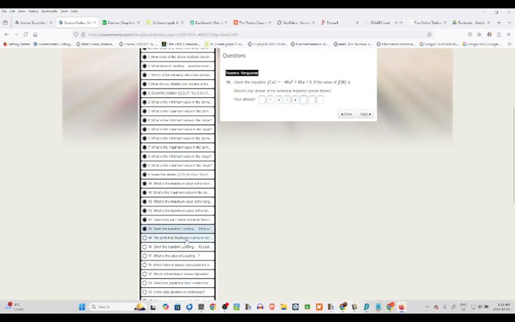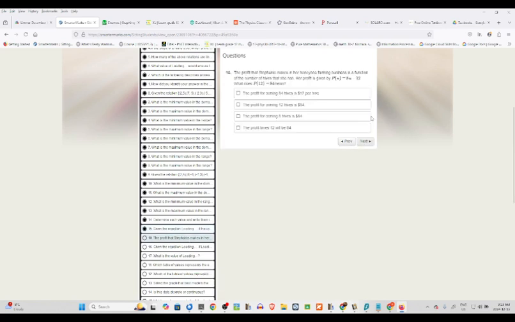All right, so our next one. The profit that Stephanie makes in her honeybee farming business is a function of the number of hives that she has. Her profit is given by this equation, P of n equals 8n minus 12. What does P(12) equals 84 mean? Well, if it's a function of the number of hives, then the number in brackets is the number of hives. So we have to have 12 hives. It's actually this one. The profit for owning 12 hives is $84.